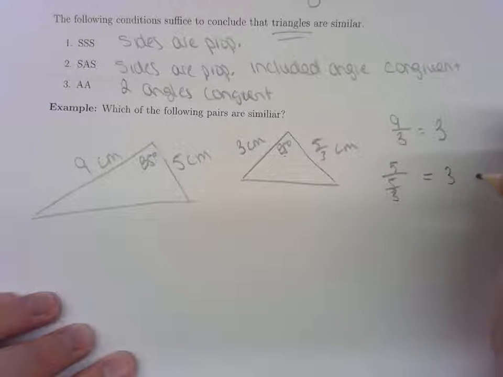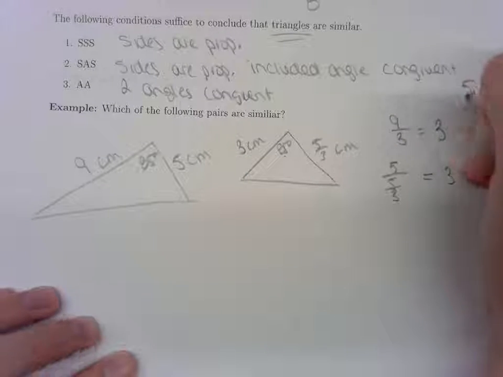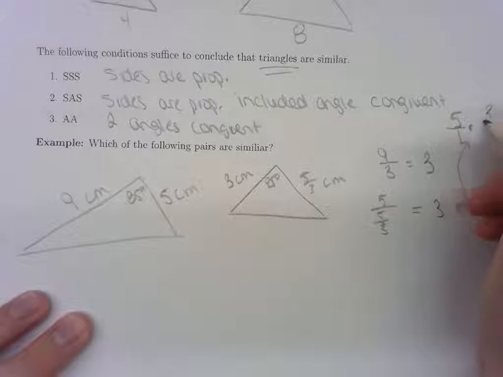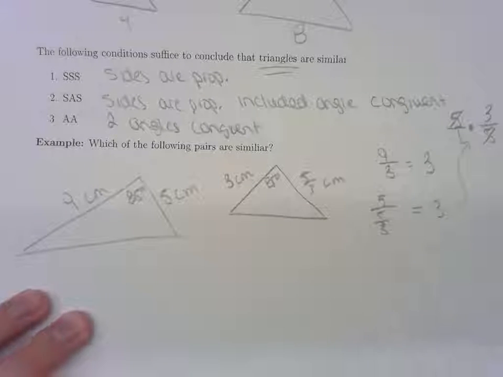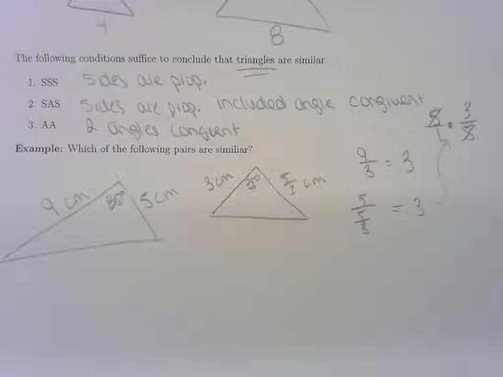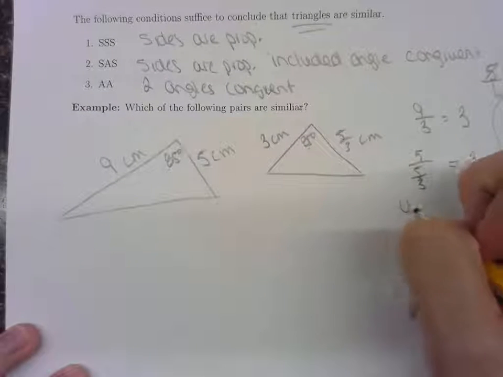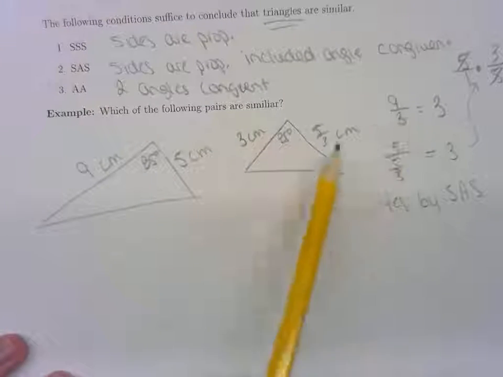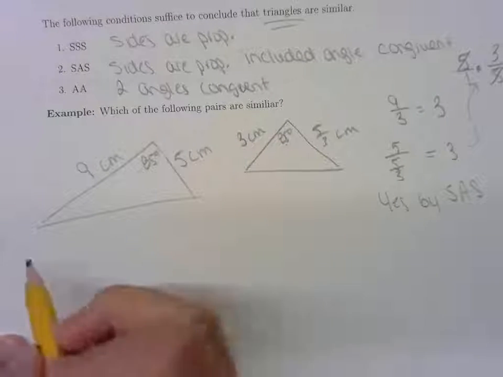Okay, so that is just so you can see the work. I did this in my head. So 5 over 1 divided by 5/3. Remember to flip. That's 3. Okay, so this is yes by side, angle, side. So the scale factor was 3 going from small to large.